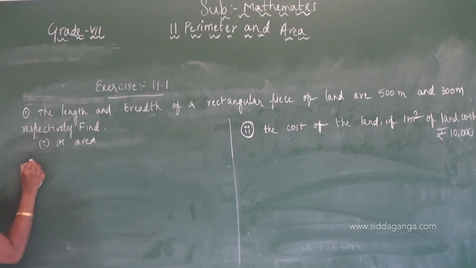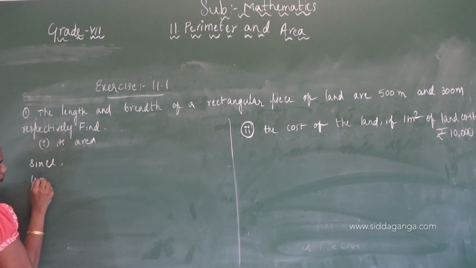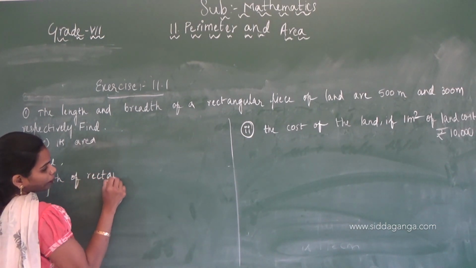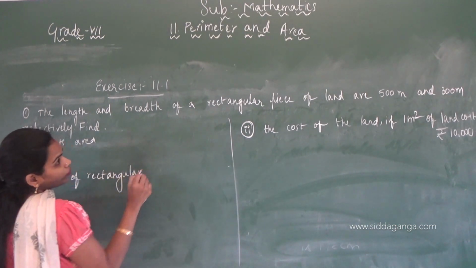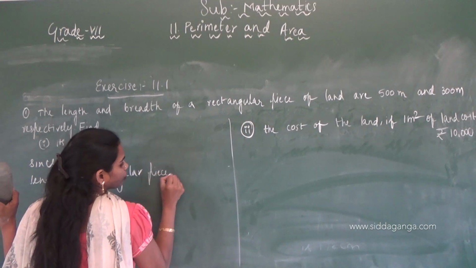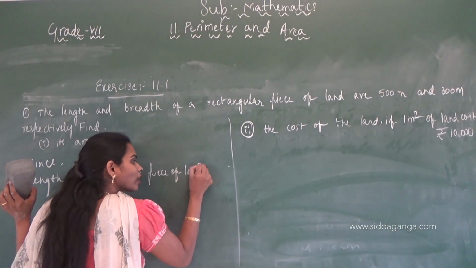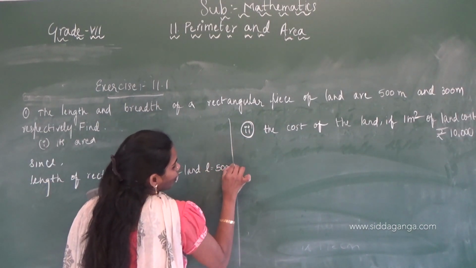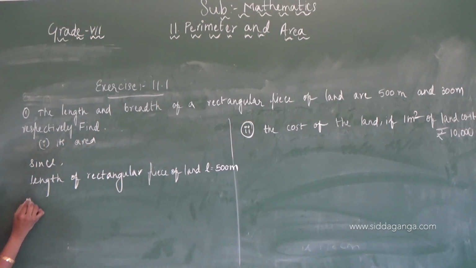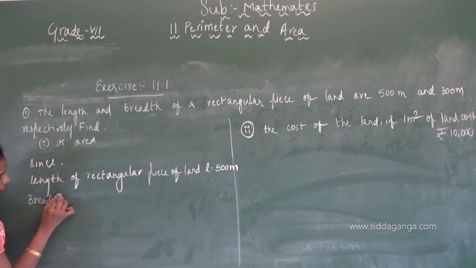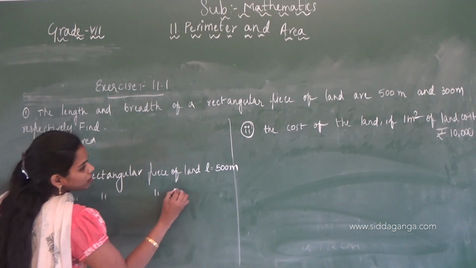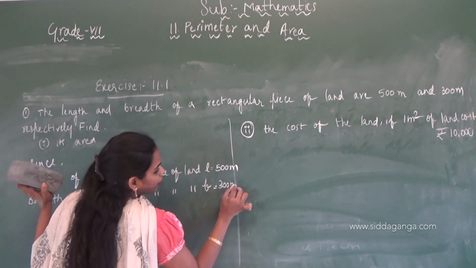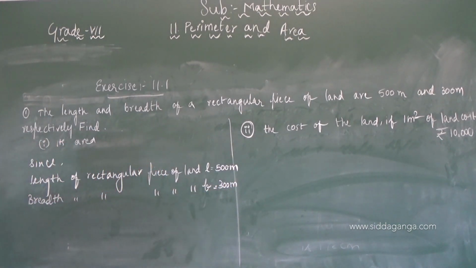Just first, the length of the rectangular piece of land, L equals 500 meters, and then the breadth of the rectangular piece of land, B equals 300 meters.